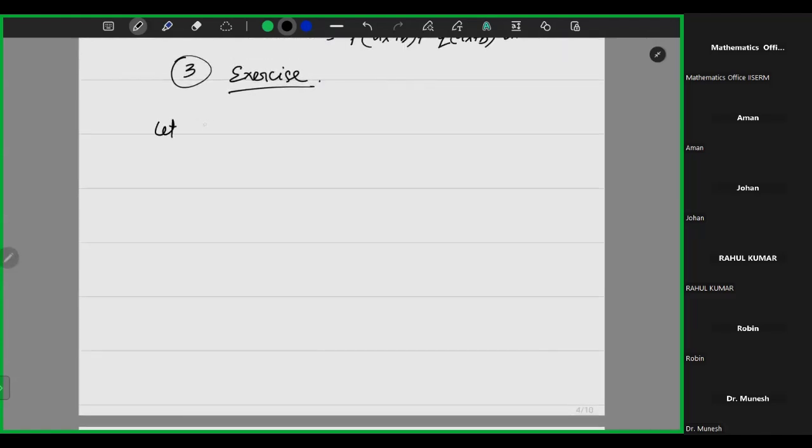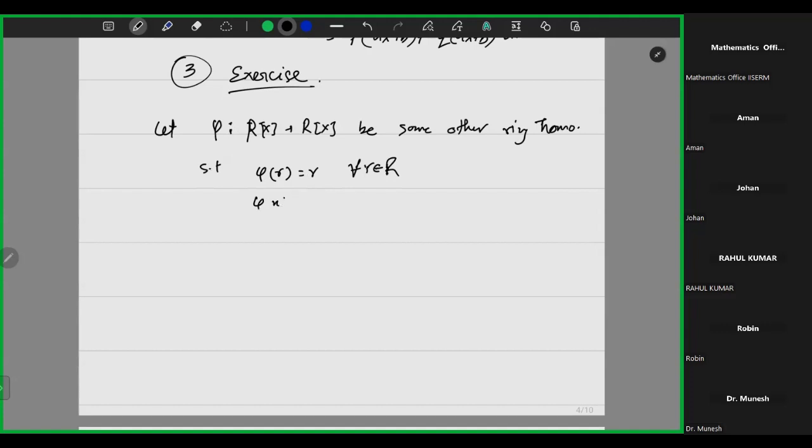If there is some other ring homomorphism phi from Rx to Rx such that phi of r is equal to r for every r belonging to ring R, and phi of x is equal to ax plus b, then we want to show that phi is equal to f_ab. Then this f_ab is unique in that sense.